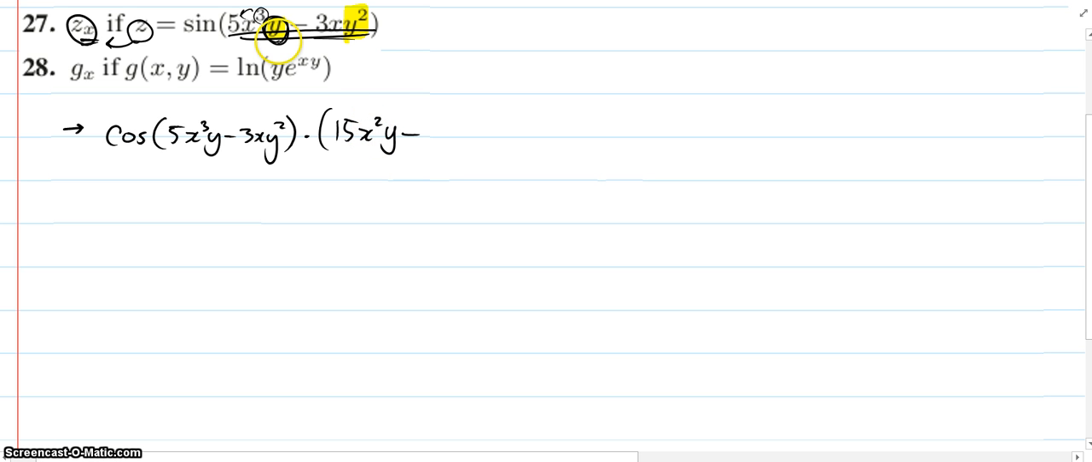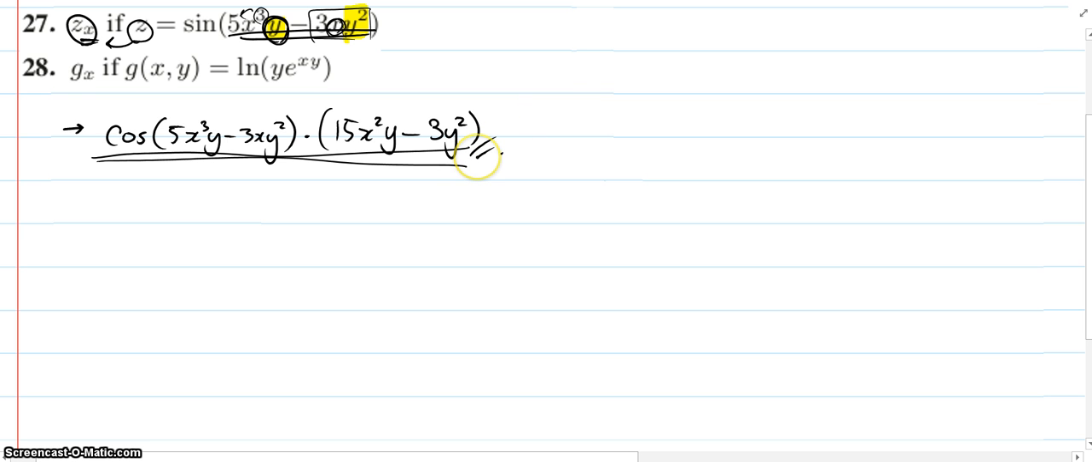Same here, same for the 3xy squared. Y squared is constant, so we'll just leave y squared. We only differentiate x, which will be 1, so we'll stay like this. So this is zx, the derivative of function z when y is fixed as a constant number and only x is moving and changing.